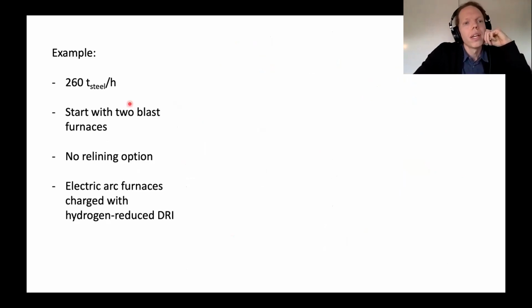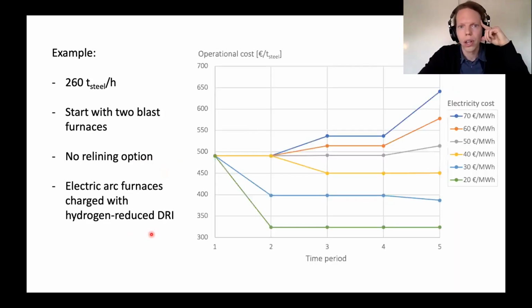So for example, if we have a steel plant which produces 260 tons of steel per hour using 2 blast furnaces, as in the previous slide, and we don't give it the relining option. In this example, I enforce this hydrogen reduction solution. So electric arc furnaces are charged with hydrogen reduced DRI and no scrap in this solution, just to see what type of solutions we get if we really want to move to this hydrogen reduction option. I vary electricity costs, so we get different solutions here, depending on the electricity cost assumed.